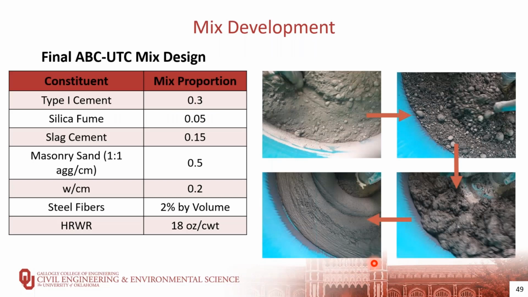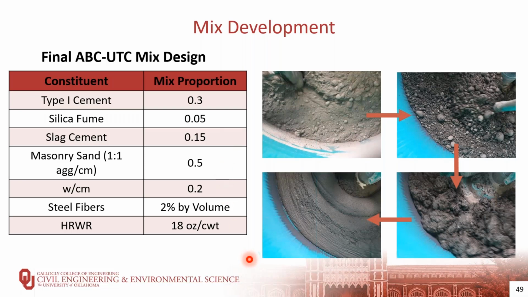So based on that initial testing, we came to the mix design that is included in our ABC UTC project, or the ABC UTC non-proprietary mix design, which includes, as a proportion of the total dry materials, 30% cement, 5% silica fume, 15% slag cement. Or if you look at that in terms of percent of cementitious, it's 60% cement, 10% silica fume, 30% slag cement, a 1-to-1 sand to aggregate ratio, again using oven dried masonry sand, and a water cement ratio of 0.2.